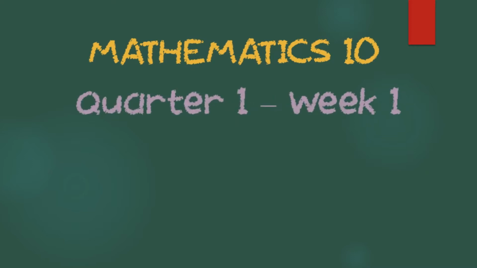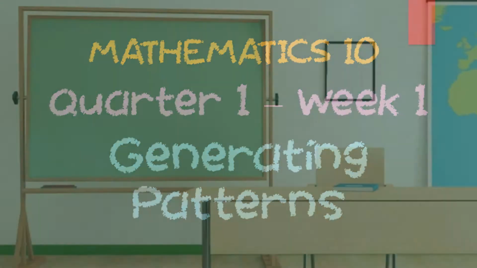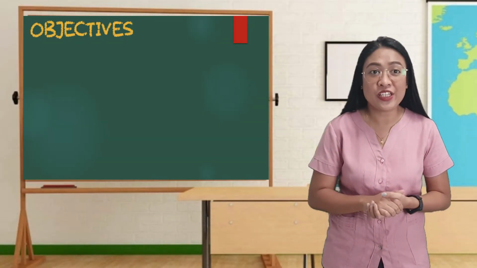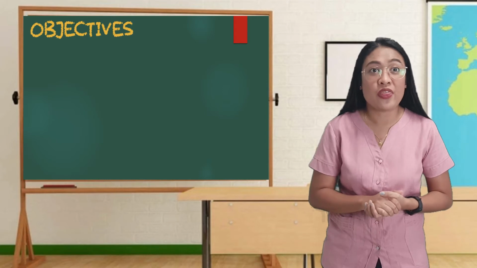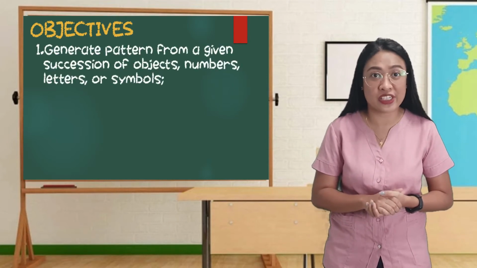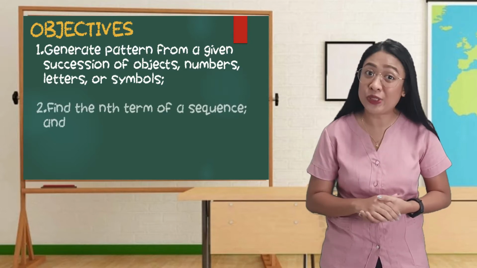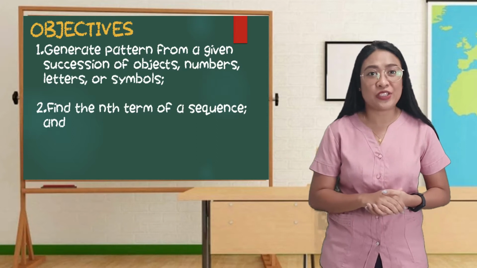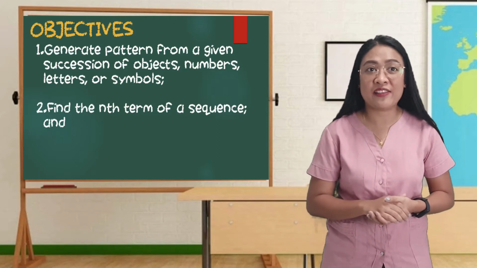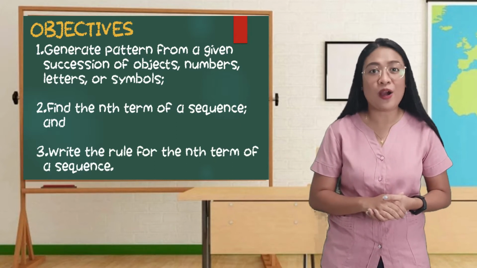This is Mathematics 10, Quarter 1, Week 1, with the lesson Generating Patterns. For this lesson, you are going to learn, number 1, generate pattern from a given succession of objects, numbers, letters, or symbols. For number 2, find the nth term of a sequence. And lastly, for number 3, write the rule for the nth term of a sequence.